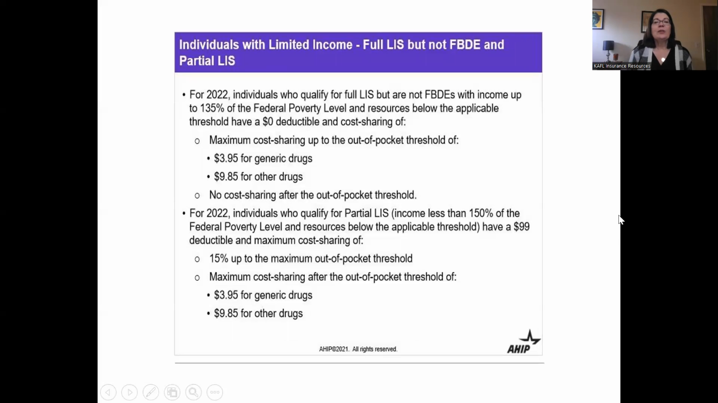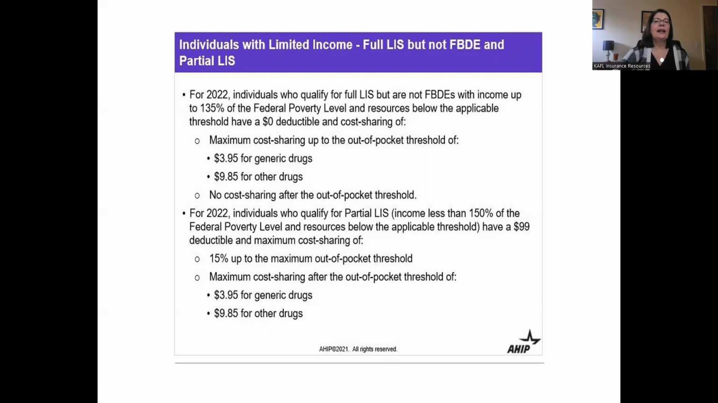And then there's different levels. If somebody is up to, again, this is 2022, if somebody is up to full LIS but are not full benefit dual eligibles, I always forget what they're called, this is what their maximum cost sharing would be. And that's at the 135% level of federal poverty. And then 150%, 2022, this is what they would pay.